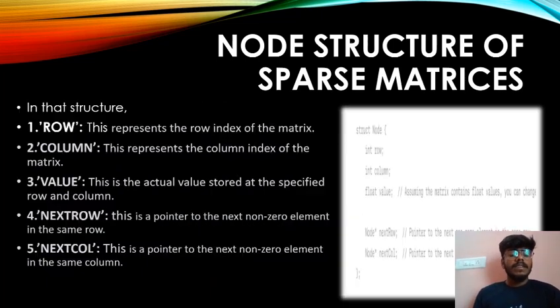In that structure, the row represents the row index of the matrix and the column represents the column index of the matrix, and the value is the actual value stored at the specified row and column. Then the next row pointer points to the next non-zero element in the same row. Next column represents the pointer to the next non-zero element in the same column.